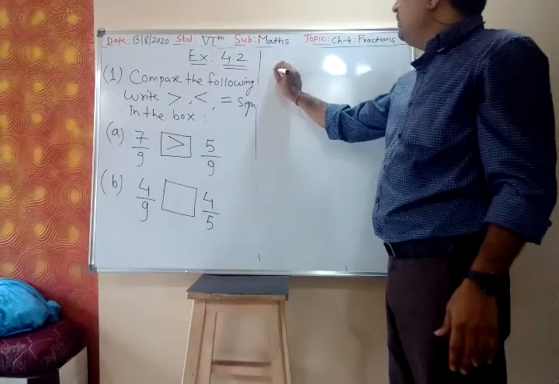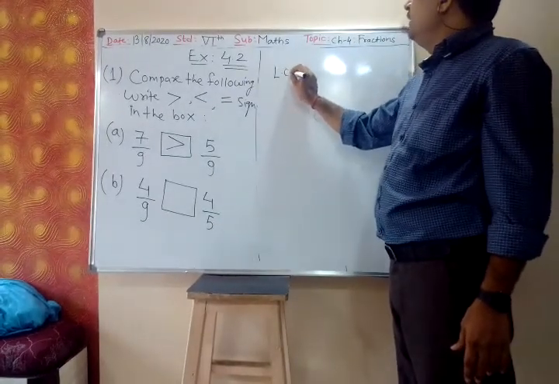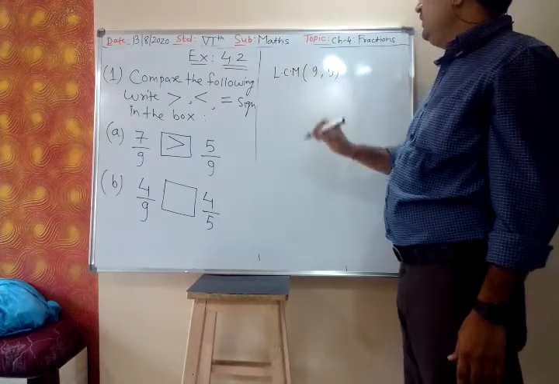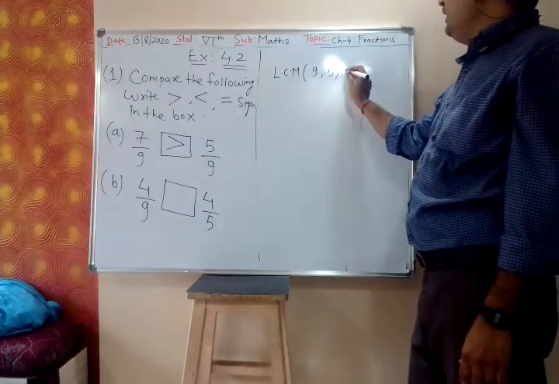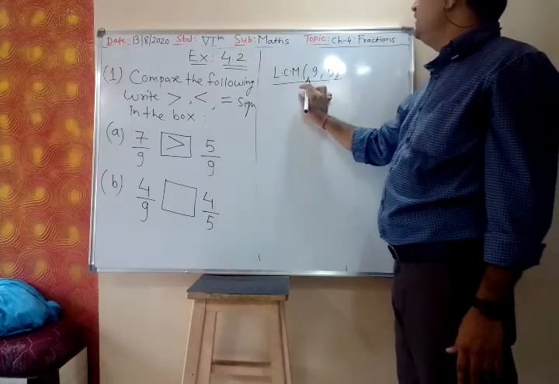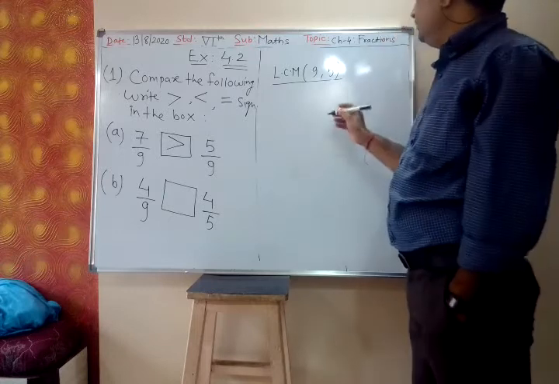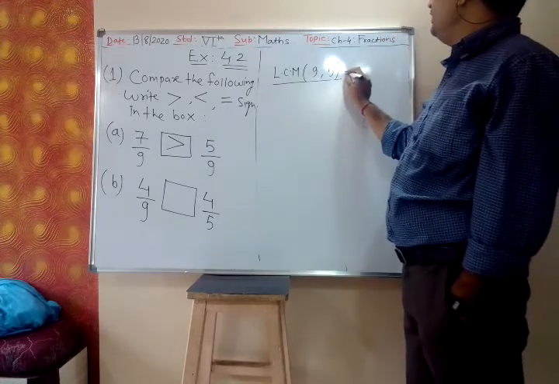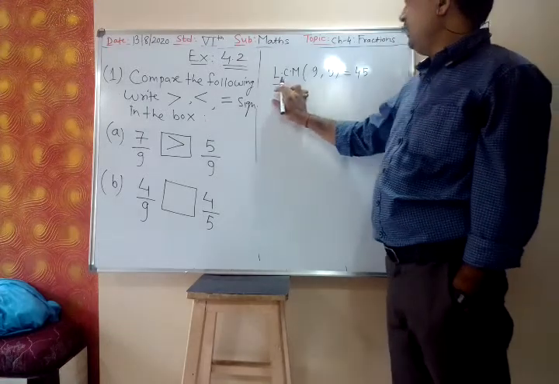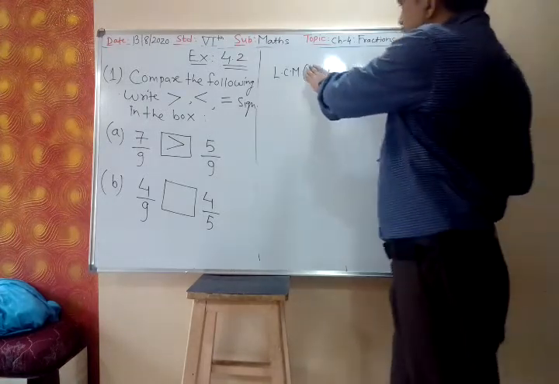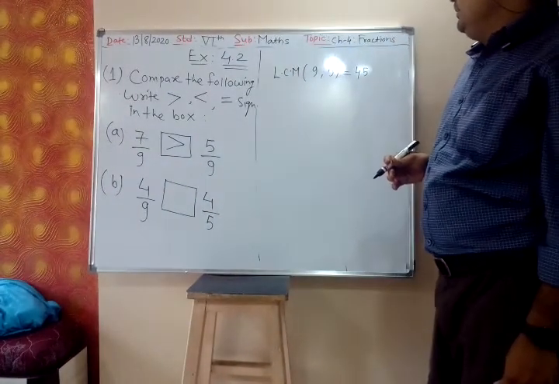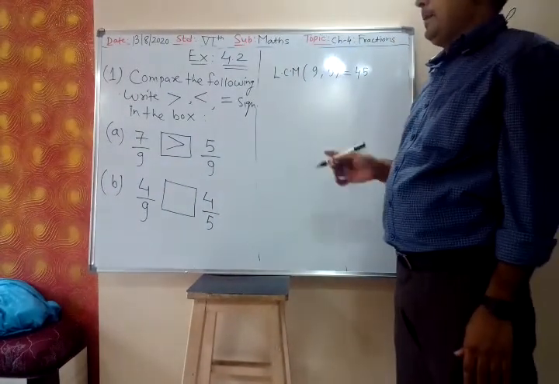I will take the LCM of 9 and 5. Find the LCM of 9 and 5 using the common division method. So what is the LCM of 9 and 5? 45. Let me write directly. Yes, you have to write, and after solving this I will fill the appropriate sign. LCM of 9 and 5 is 45.